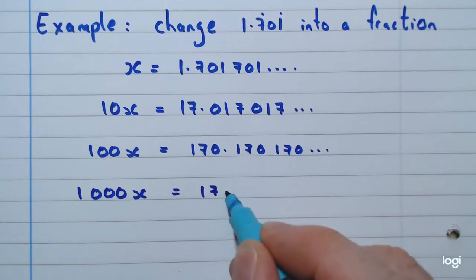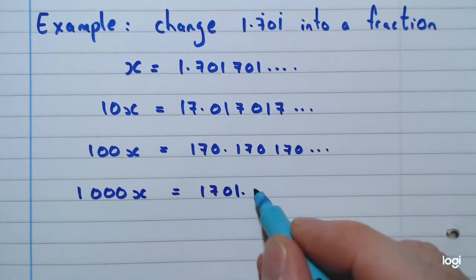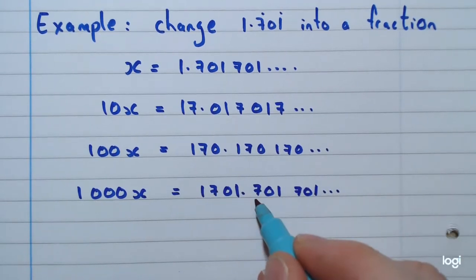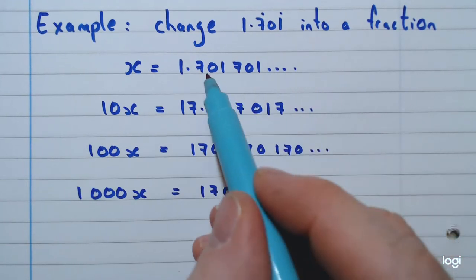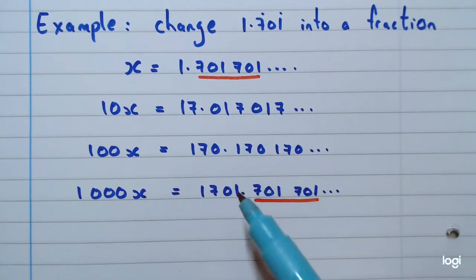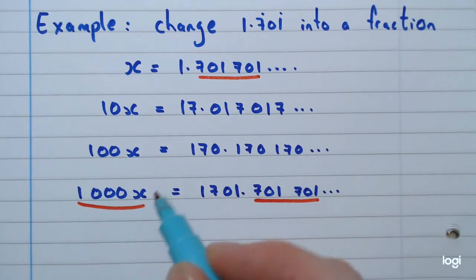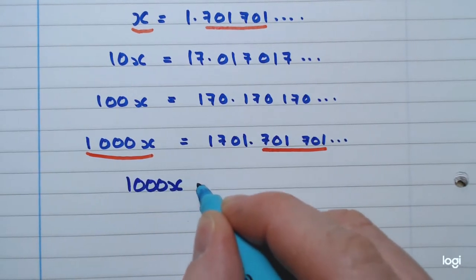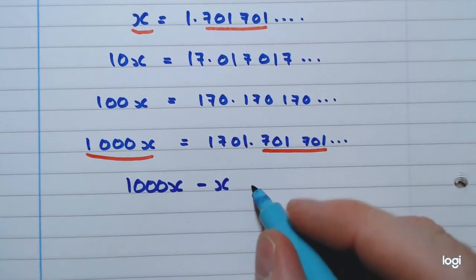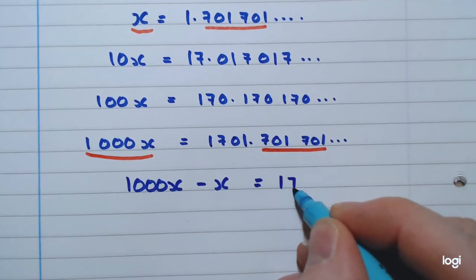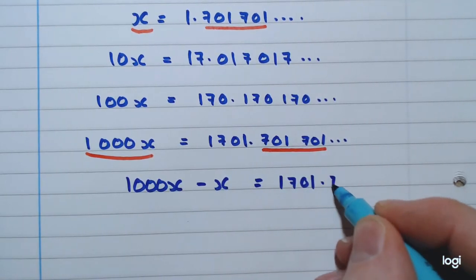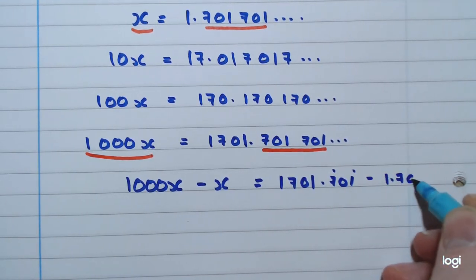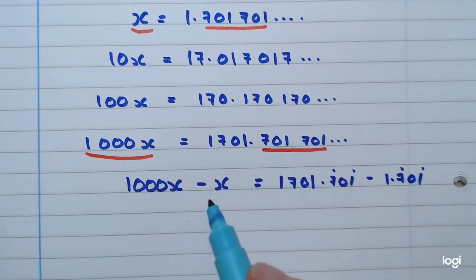So I keep multiplying by 10. If I multiply by 10 again, I've got 10,000x. That's going to be the same as 0.701701. Now, looking carefully, I have two that have the same decimal. X and 1,000x both have 0.701 recurring as their decimal, so those will cancel out. So what I want to do is 1,000x take away 1x, and in the same way I'm taking away the other sides as well. 1701.701 recurring, take away 1.701 recurring. And again, because those decimals are the same, they will cancel out.